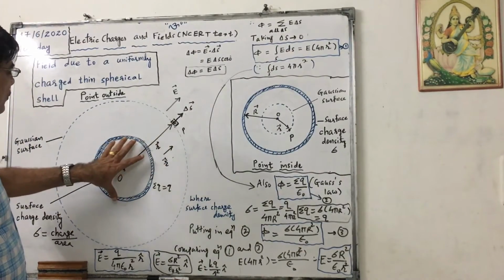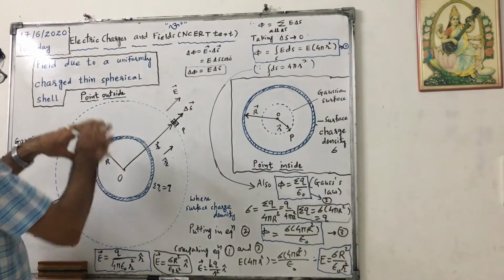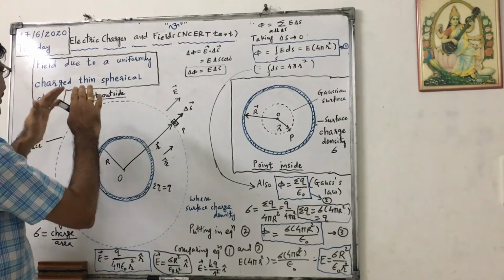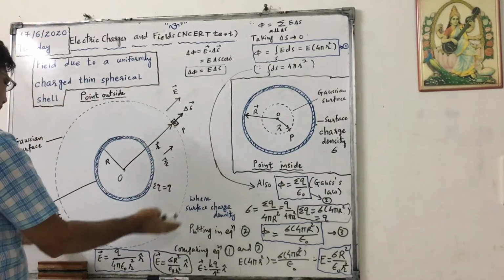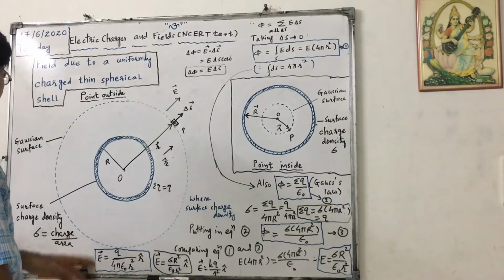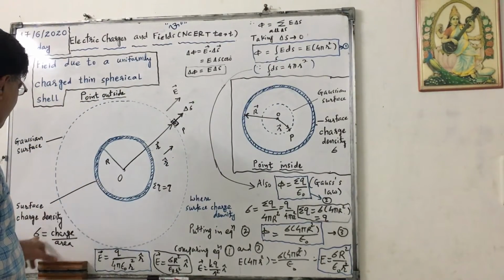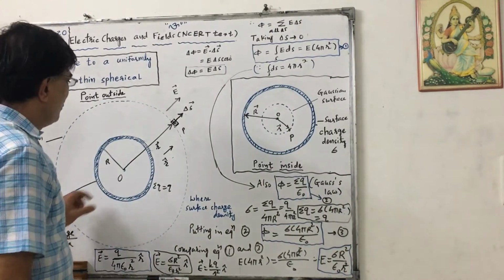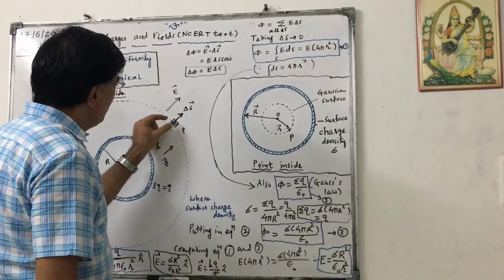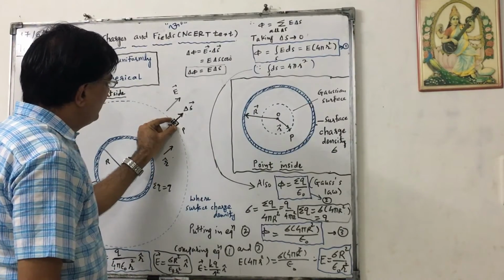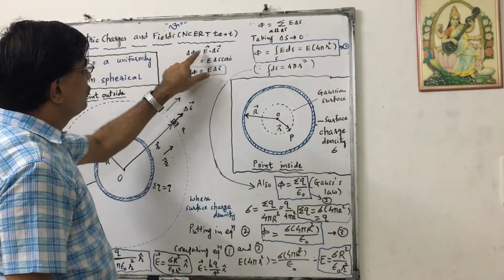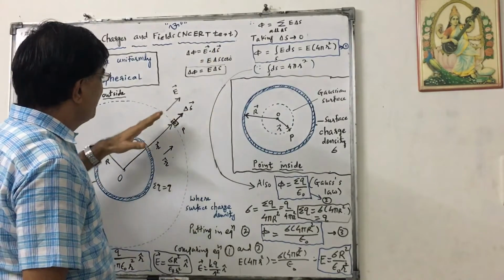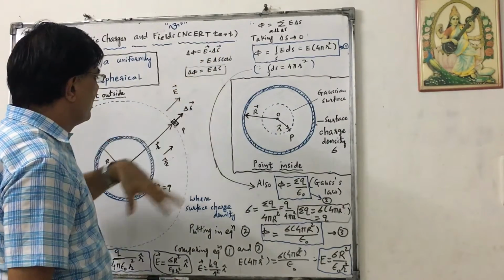In order to have a Gaussian surface, I have considered this Gaussian surface. The surface charge density here is sigma, that is charge upon area. Now, the flux linked with this small surface element, delta phi equals vector E dot delta S, can be written as E delta S cos 0, which equals E delta S.